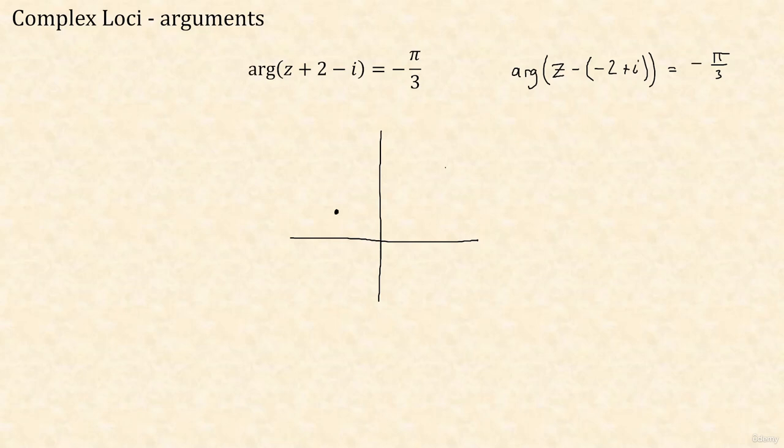So what we do here is we measure from the horizontal. Give yourself a little dotted horizontal line, and we want to be measuring an argument of minus pi over 3 from here. That is equivalent to 60 degrees below this line. So that's going to be something like that. A half line, again this angle here is pi over 3. It's minus, that's why it's below rather than above, and this is the point minus 2 plus i. So this is a half line starting at the point minus 2 plus i, making an angle of pi over 3 radians below the horizontal.